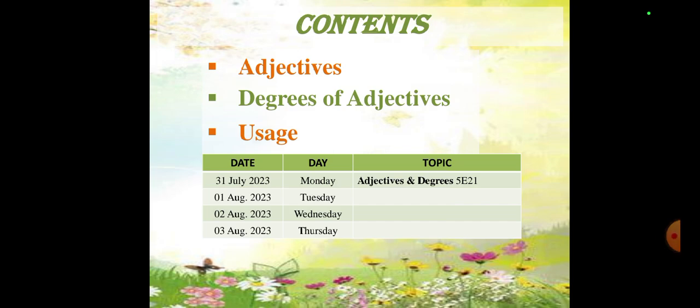Today I'm going to discuss English, because maths was getting boring for most of you. A very easy topic for everyone, I think, is adjectives. So today let's take a recap of adjectives, degrees of adjectives and their usage.